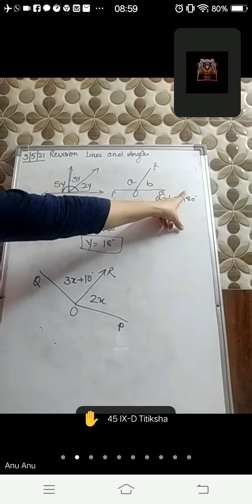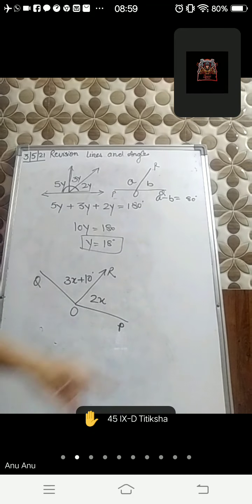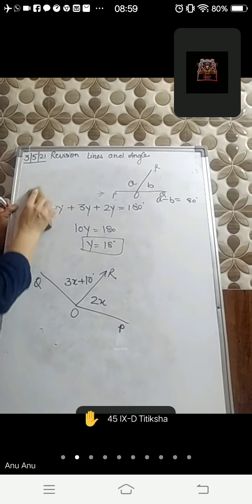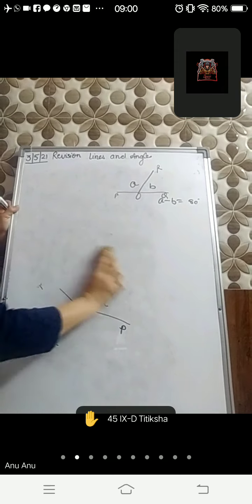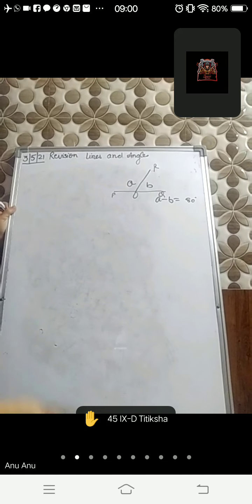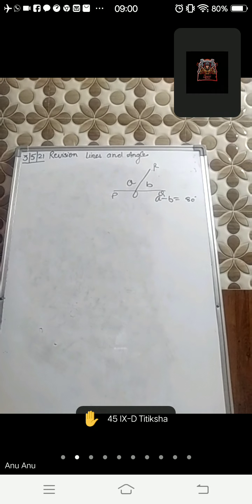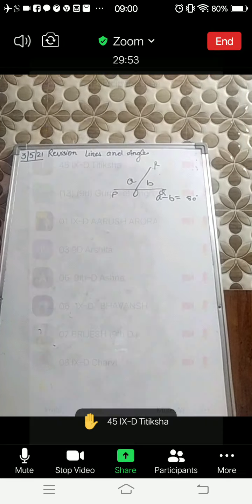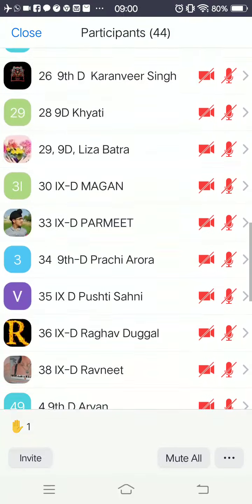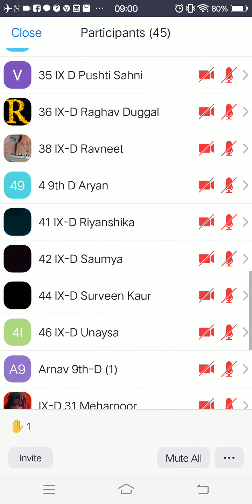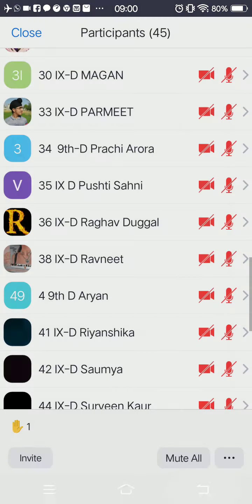Sorry, it's 80 only. The sum of two angles on a straight line you all know, and the difference of these two angles is given as 80. Find A and B. Hurry up, find A and B. Raghav? Raise your hand. Ravneet.